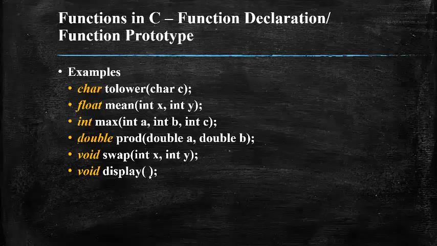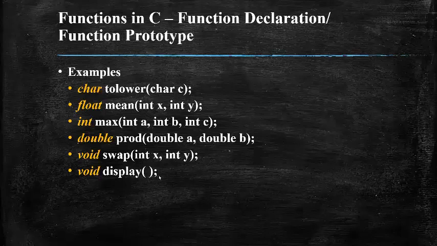So as of now, we'll just try to understand how to declare the function, or how to develop the prototype of a function. Basically you need a return type, the name of the function, and then you have to list out the arguments that are used inside that particular function, followed by a semicolon. So this is the syntax to write a function declaration.